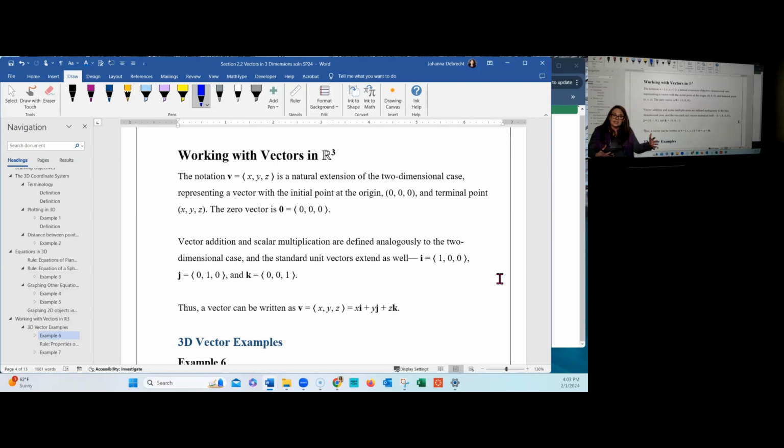We can extend the standard basis vectors, i and j, and we'll have another one now called k, which goes along with z. So i now becomes <1, 0, 0>, a 1-unit long vector pointing in the positive x direction. And j is <0, 1, 0>, a 1-unit long vector pointing in the positive y. And k is <0, 0, 1>, a 1-unit vector pointing in positive z.